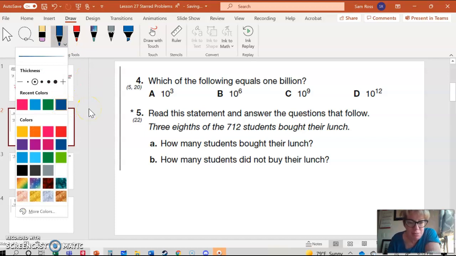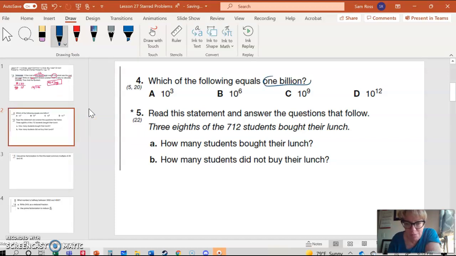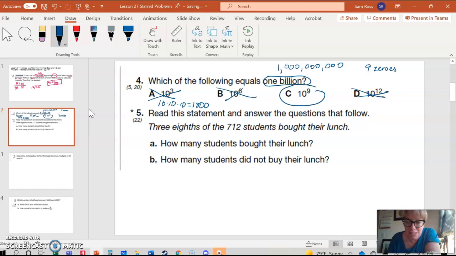Okay. All right, number 4 says, which of the following equals 1 billion? So what I'm going to do is write 1 billion out. This is 1,000, this is 1 million, this is 1 billion. And I know that's 1, 2, 3, 4, 5, 6, 7, 8, 9 zeros. So I know that this isn't it. 10 times 10 times 10 is 3 zeros. Not it. That means this is 6 zeros, 9 zeros, this is 12 zeros. So the answer is this. This tells me how many zeros I'm going to have.